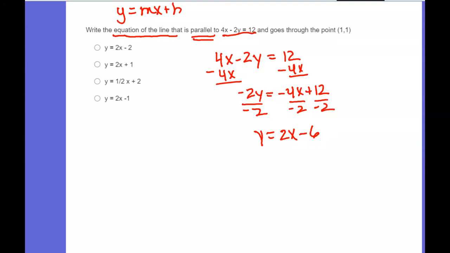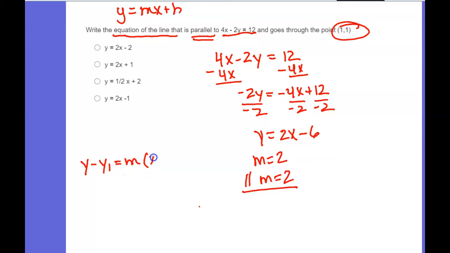Okay, so now we can finally pull out the slope. That's 2, and our parallel slope is also going to be 2. We want to use this slope with this point now, point slope form. So I'm going to say y minus y of 1 is equal to m times x minus x of 1, and we plug in the values. This would be y minus 1 equals 2 times x minus 1.